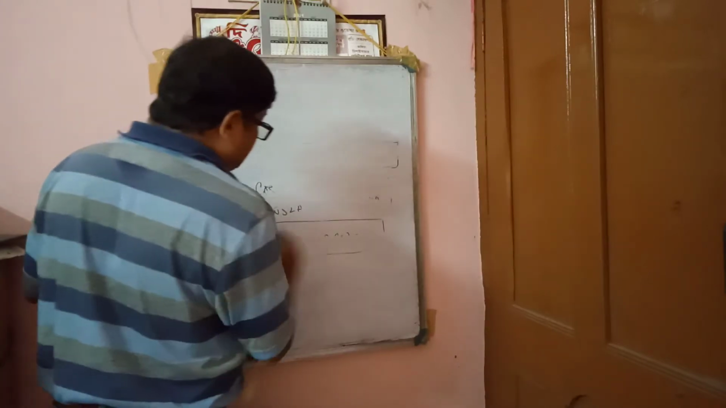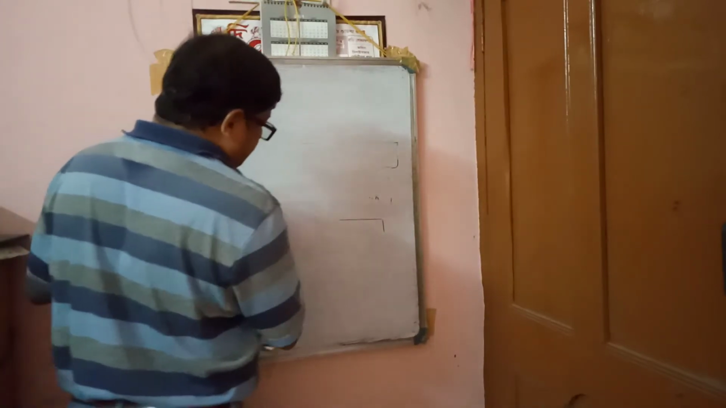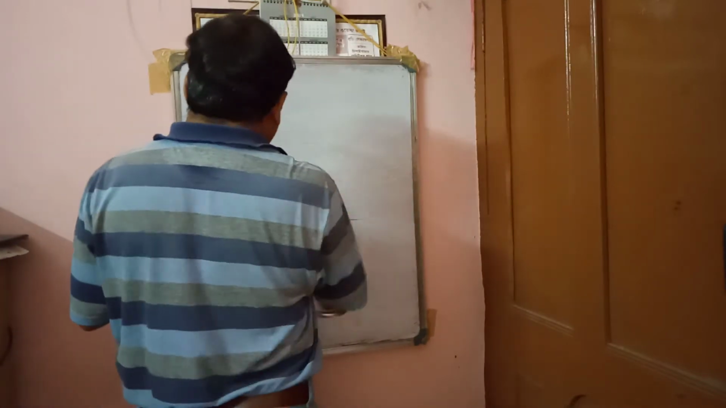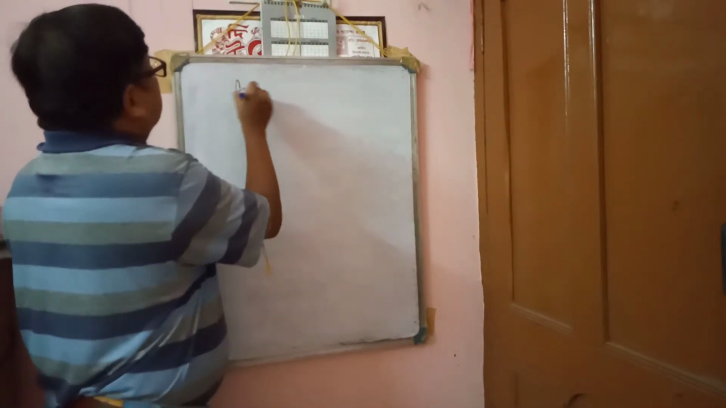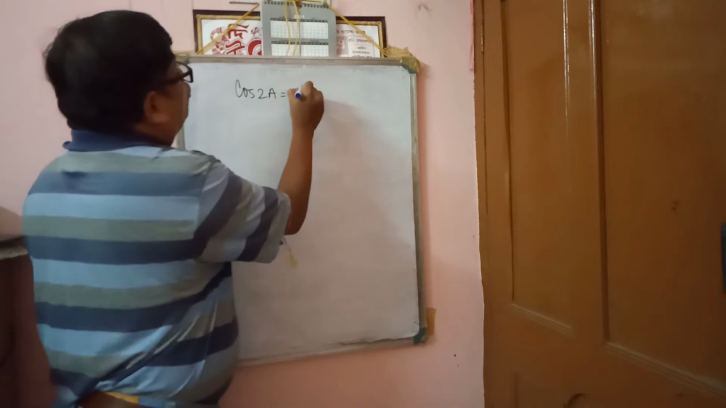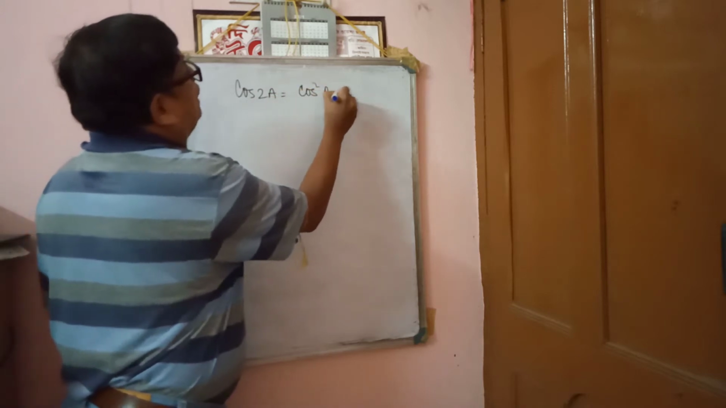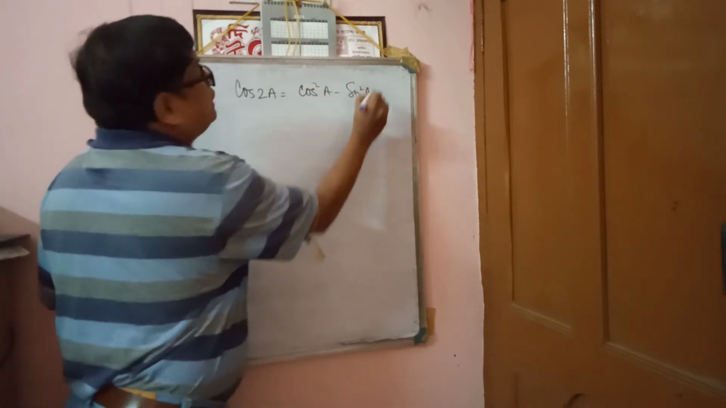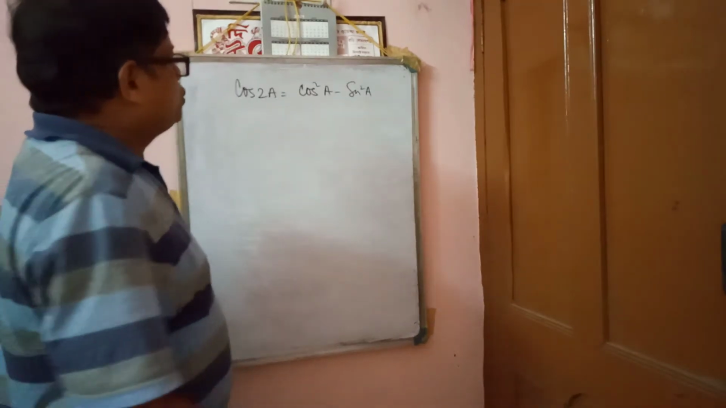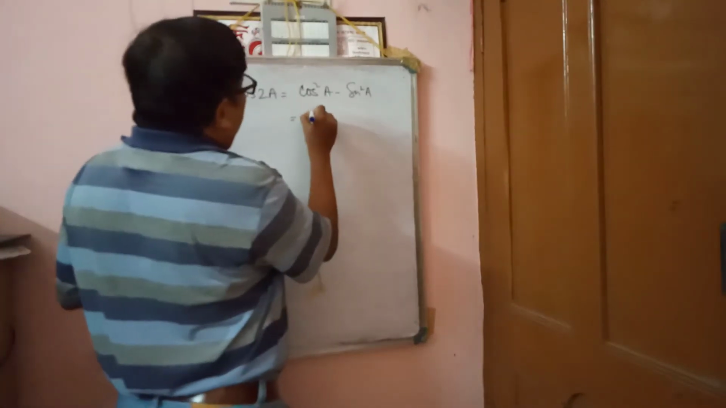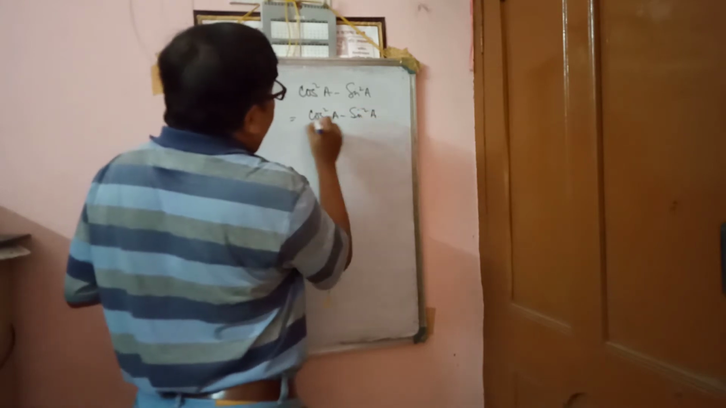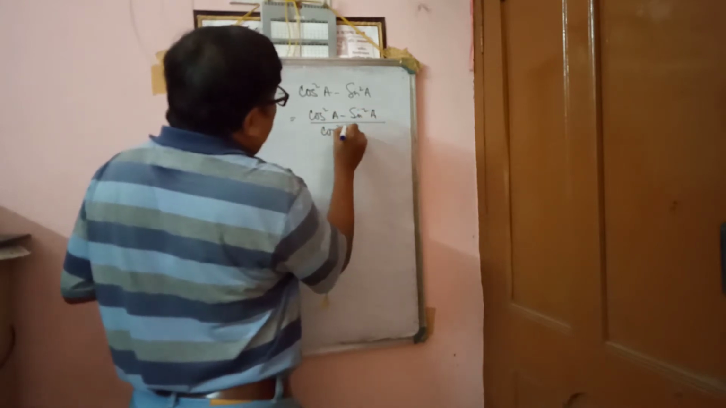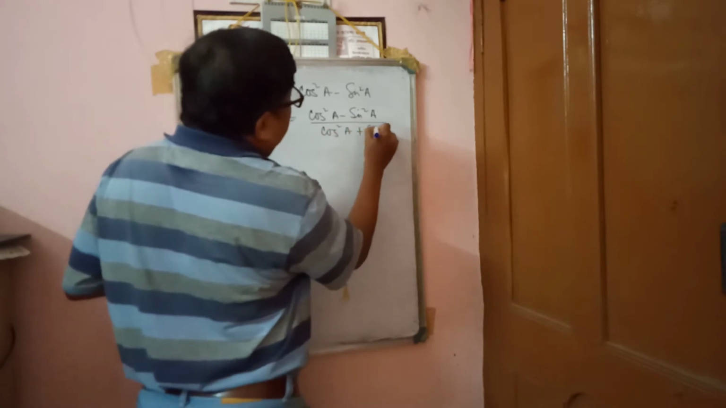So if you write in terms of tan, then what formula are you getting? Okay, look here. See, cos 2a we are getting as cos square a minus sin square a. So we can write cos square a minus sin square a by cos square a plus sin square a.